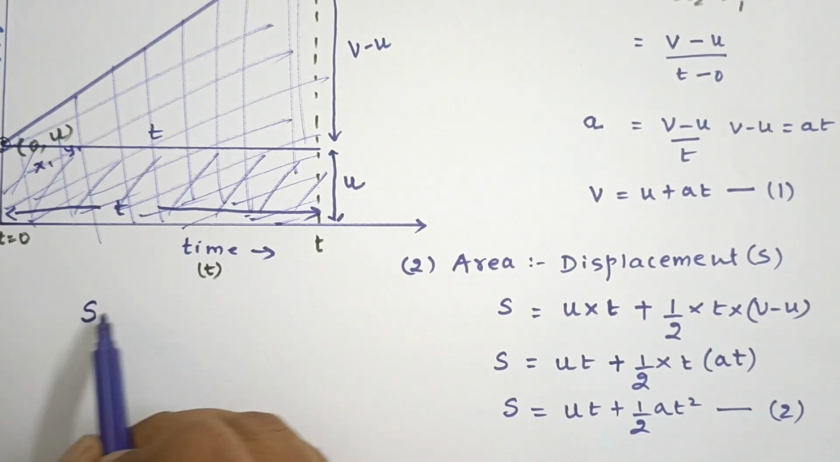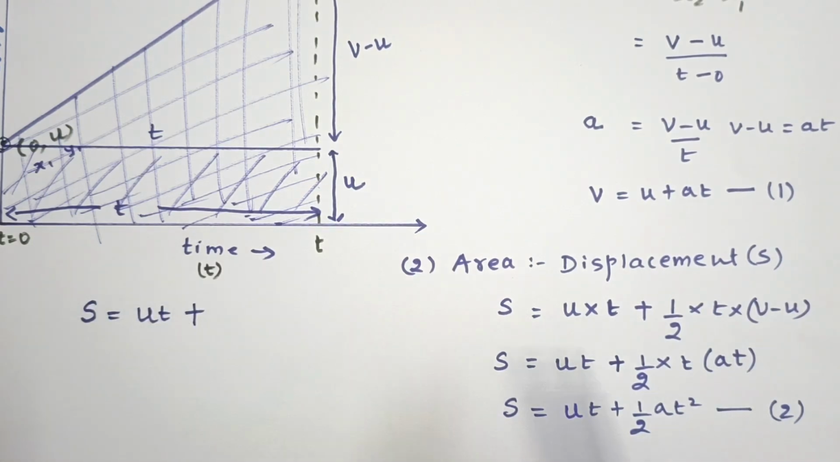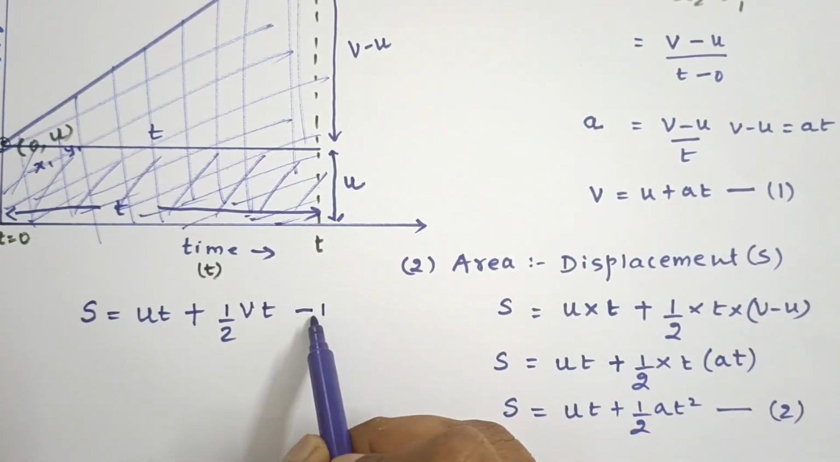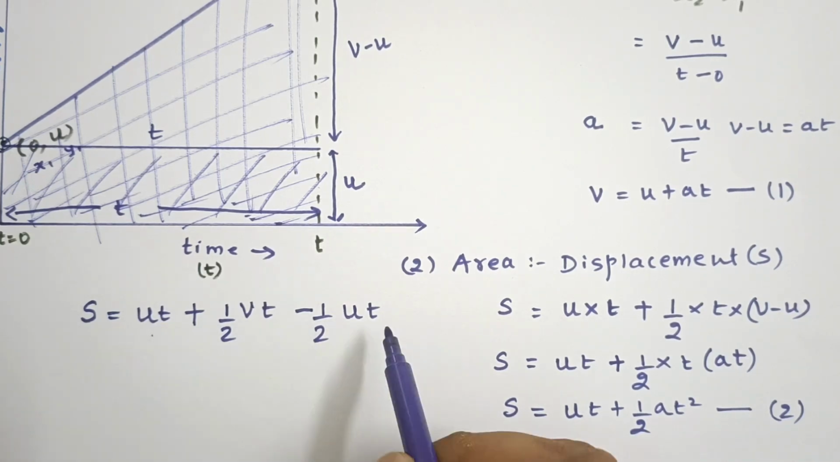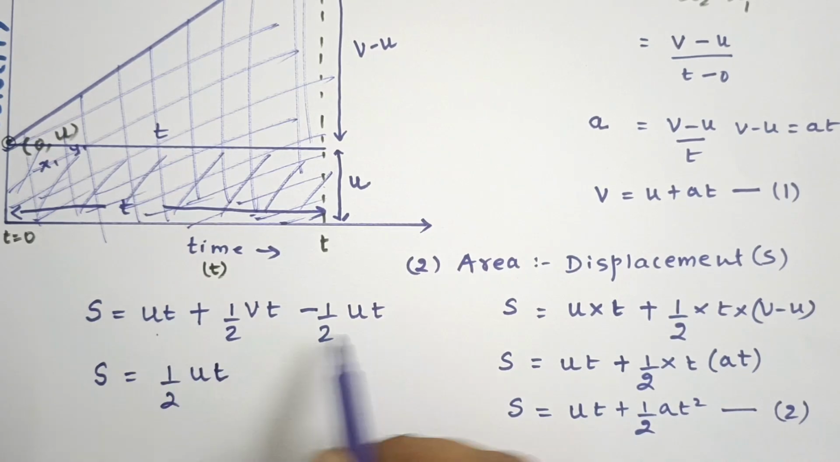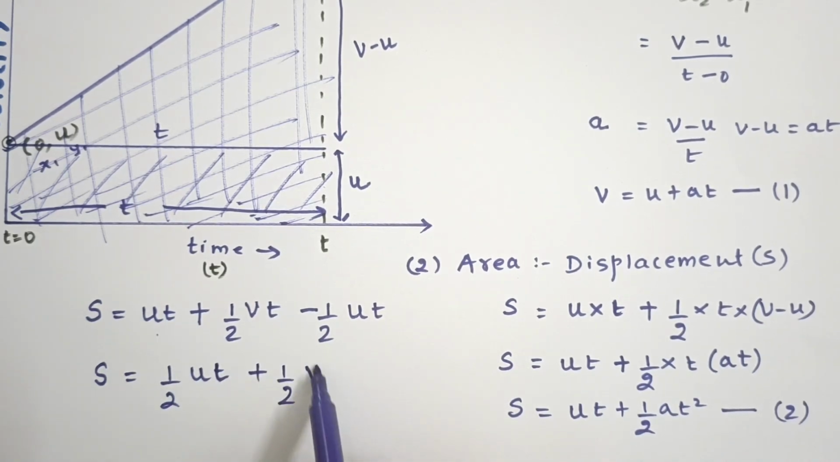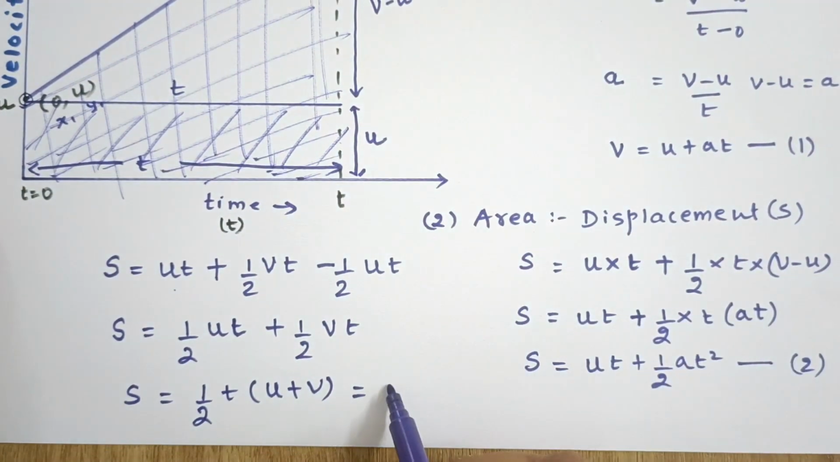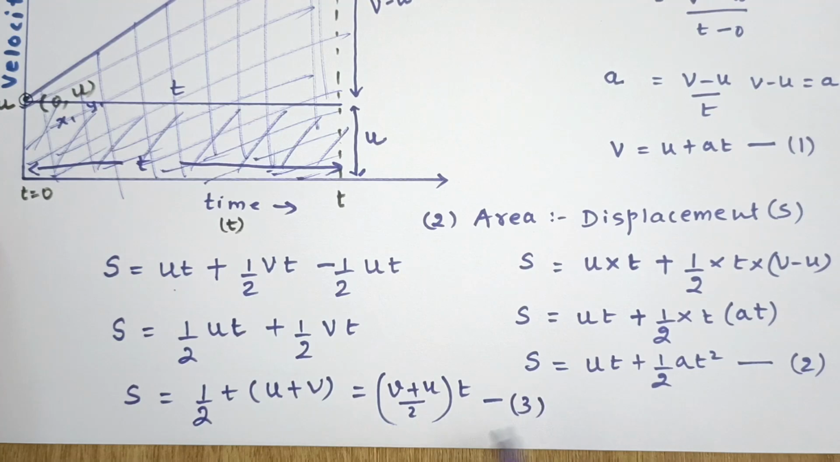Now, what could be done here is, I would be opening up this bracket. So what will I get? S is equal to ut plus half vt minus half ut. Now ut minus half ut is plus half of ut. So S is equal to half of ut, this minus this is this, plus half of vt, which means S is equal to half common, t common. I can also say u plus v, or I can also write this as u plus v by 2 times t. This is my equation number 3.